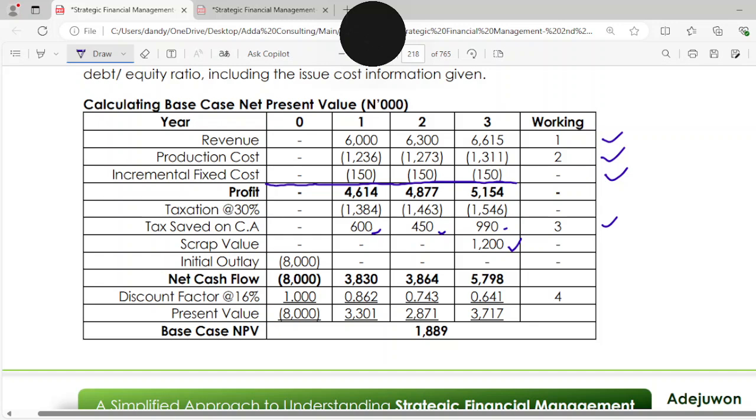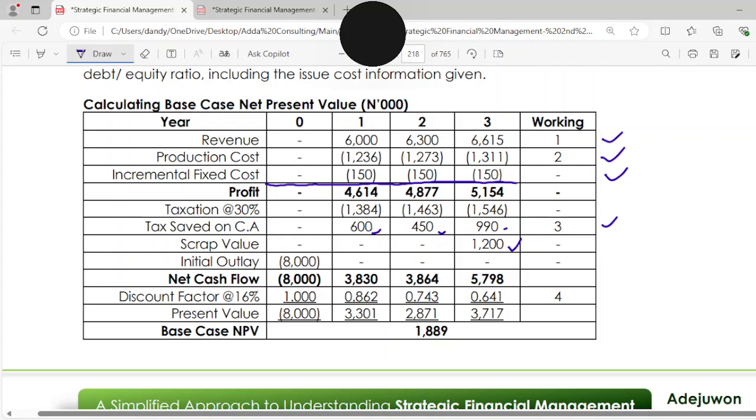At this point, I need to find the net cash flow. Once I have the net cash flow, of course, for year 0, 8 million. Year 1, 3,830,000. Year 2, 3,864,000. Year 3, 5,798,000 is the net cash flow. Once I have the net cash flow, I will keep it on one side. This is the first procedure you need to carry out when you want to calculate base case NPV.